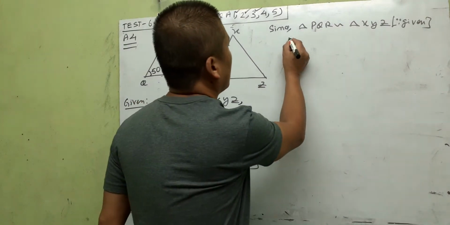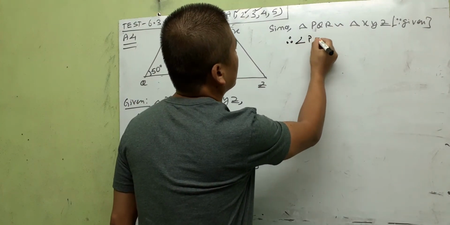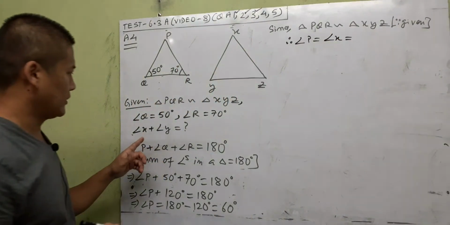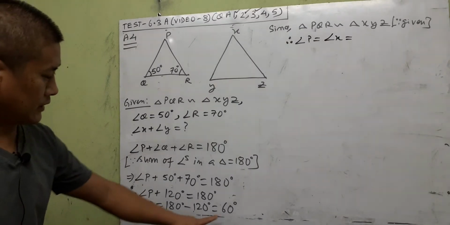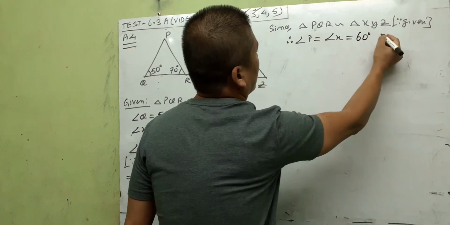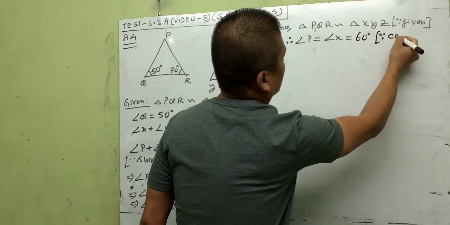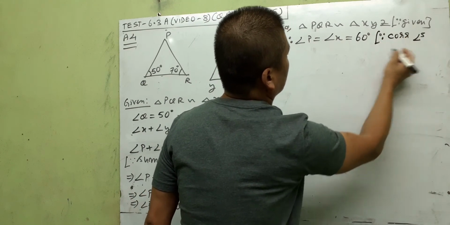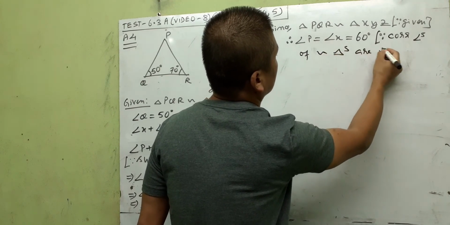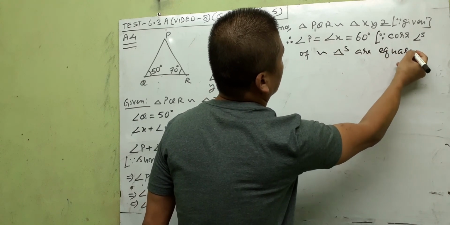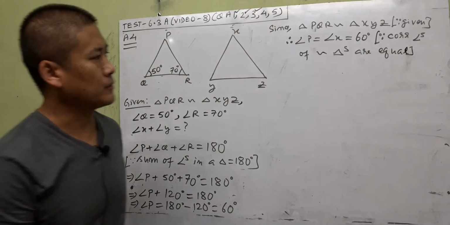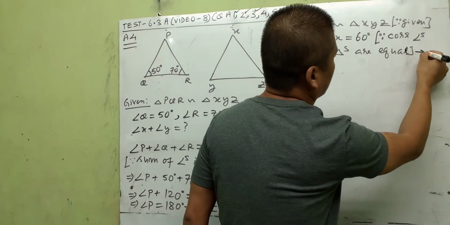So we can now write down corresponding angle P equals first letter X. Now we know P is already given here, see here, 60 degree. So you write here 60 degree. Let us write here, because we know corresponding angles of similar triangles are always equal. Corresponding angles are always equal. Corresponding sides are proportional. So let us put this one as equation number 1.